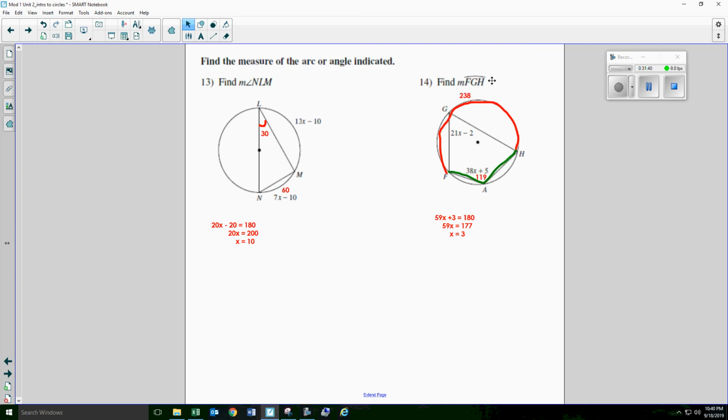Arc measure FGH. So again, measure tells me it wants a number. The FGH tells me what way to go. I can't go just F to H. That'd be FAH if I wanted that. They wanted FGH, going around that way. Start at F, go through G, end at H. So the answer is 238 degrees.